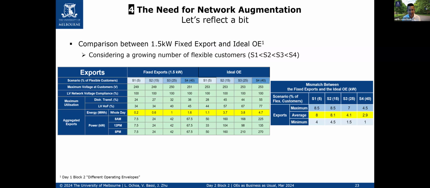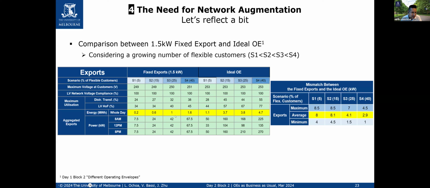Now, if you look at what I highlighted there in yellow in the first table, what we have here for the different S are just growing number of flexible customers, where S4 is much larger than S1. What you have in terms of megawatt hours for the whole day, for all the customers, is, of course, the more customers that you have on flexible stuff or with the fixed exports in the different scenarios, the more you are generating, because in the aggregate you have more customers, so you are generating more, all right? And that, of course, applies to the operating envelope. However, let's look at how much it would be on average.